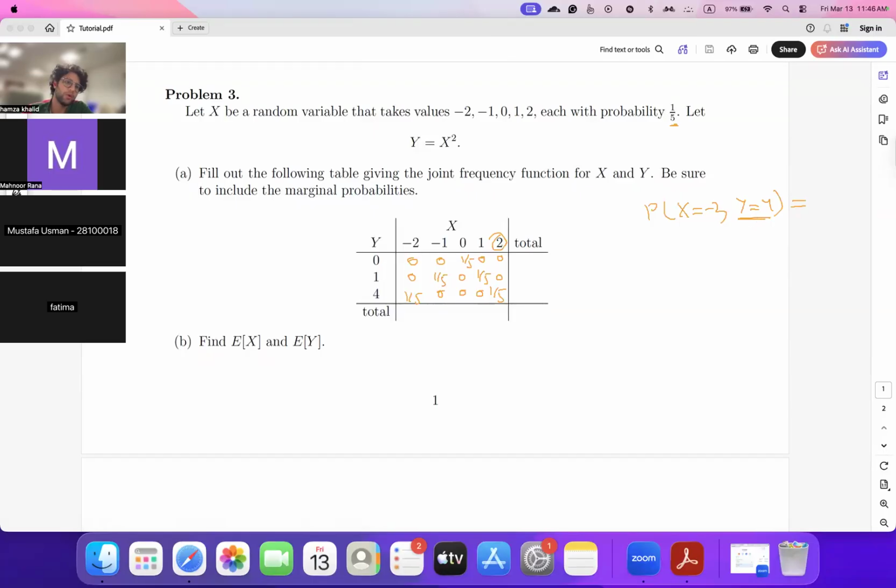Do you understand this point? Not only do I get Y equals 4 if my random variable takes on the value -2, but when my random variable takes on the value 2, I also get 4, right? So this should be 2 by 5. This should be 2 by 5.